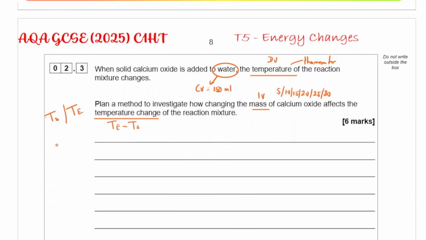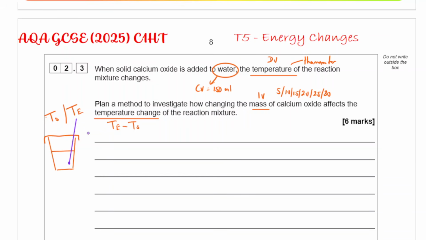What about the equipment? Well, you could use a polystyrene cup, the easiest. And you could add the water here. You could use an aluminium foil and you could put a hole through that and put the thermometer in there. And you would add calcium oxide of different masses and record the temperature change. Now, before you add it, you would need to record the temperature of the water.